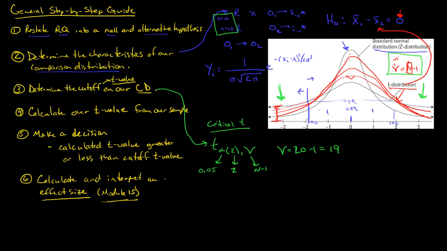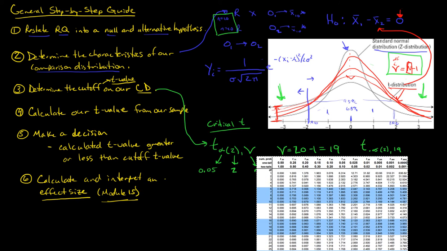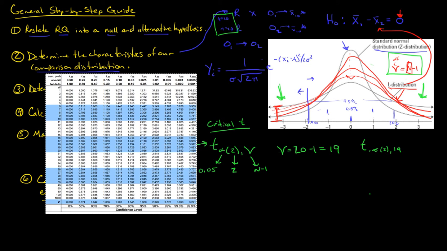So what we're going to look for in a critical t table is a t value at 0.05, two-tailed, with degrees of freedom 19. Now how do we get that? Here's how we get that. We'll just put this on for a moment here.